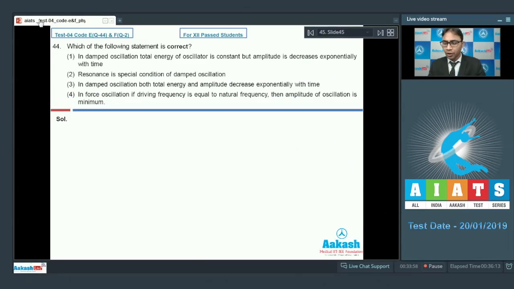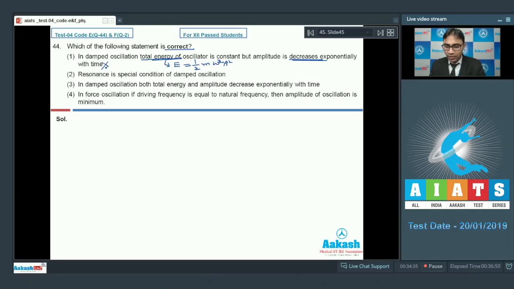Goodbye. In question number 44 it says which of the following statements is correct. So we have to choose the correct options. Option 1 says in damped oscillation total energy of oscillator is constant but amplitude decreases exponentially with time. We know that energy of any SHM is given by half m omega square a square, right? So if the amplitude decreases, energy must decrease, so it cannot be constant. So this is wrong.